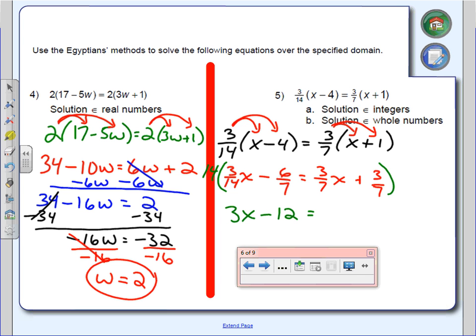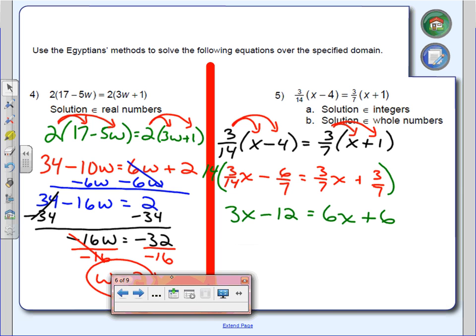Keep going. You're going to do the same thing again. This 7 right here goes into that 14 twice. And that 2 times the 3x is going to give us a 6x. We're going to do that one last time. That 7 will go into that 14 twice. And 2 times 3 is 6. So now I'm working with 3x minus 12 equals 6x plus 6. That's a lot better than having to work with these ugly fractions up here.